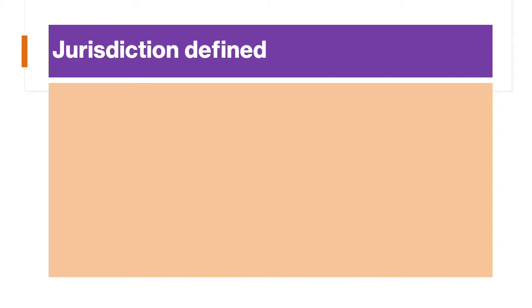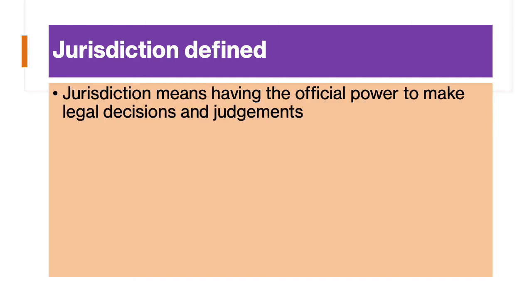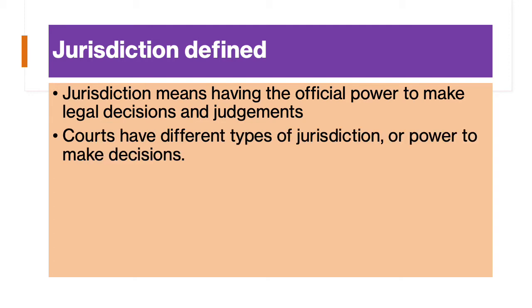Now, as we talked about last week, we've already talked a little bit about what jurisdiction is and how it's defined. Keep in mind that jurisdiction means having the official power to make legal decisions and judgments. And courts have different types of jurisdiction. They have different power as it relates to settling disputes and making decisions.